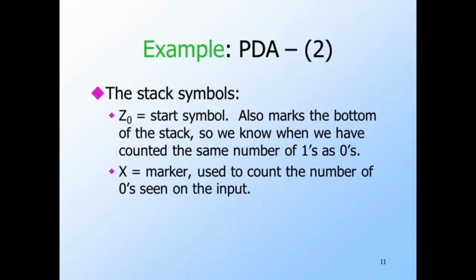We also need two stack symbols. Z0 is the start symbol. It has an important job. It marks the bottom of the stack. As we read zeros on the input, we will push one X onto the stack for each zero we read. As ones come in, we pop one X for each one. So when the bottom marker, Z0, again becomes the top stack symbol, we know we have seen exactly as many ones as there were zeros, so we accept.